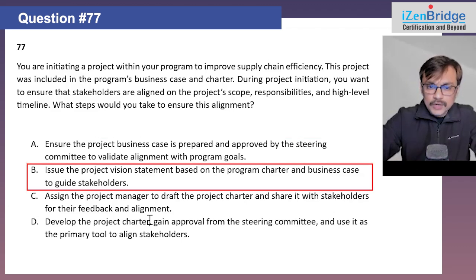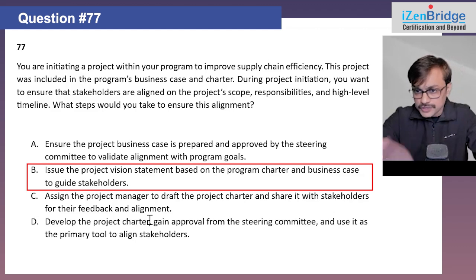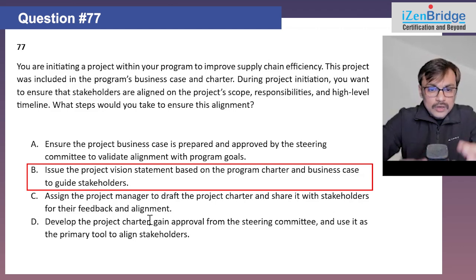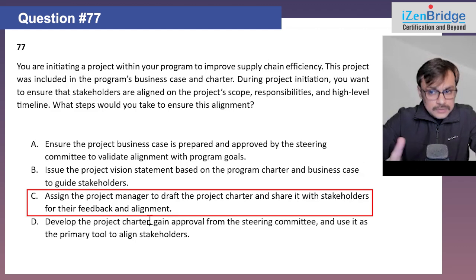Statement B, issue the project vision based on the program charter and business case to guide stakeholders. You can definitely create a vision statement which will bring alignment. But a vision statement usually may not contain the details of scope and responsibilities. And it limits your exploration to what was discussed in the program charter or program-level business case which you have. So B has a little weakness. Option A is good as a statement, but not necessarily relevant for our question.